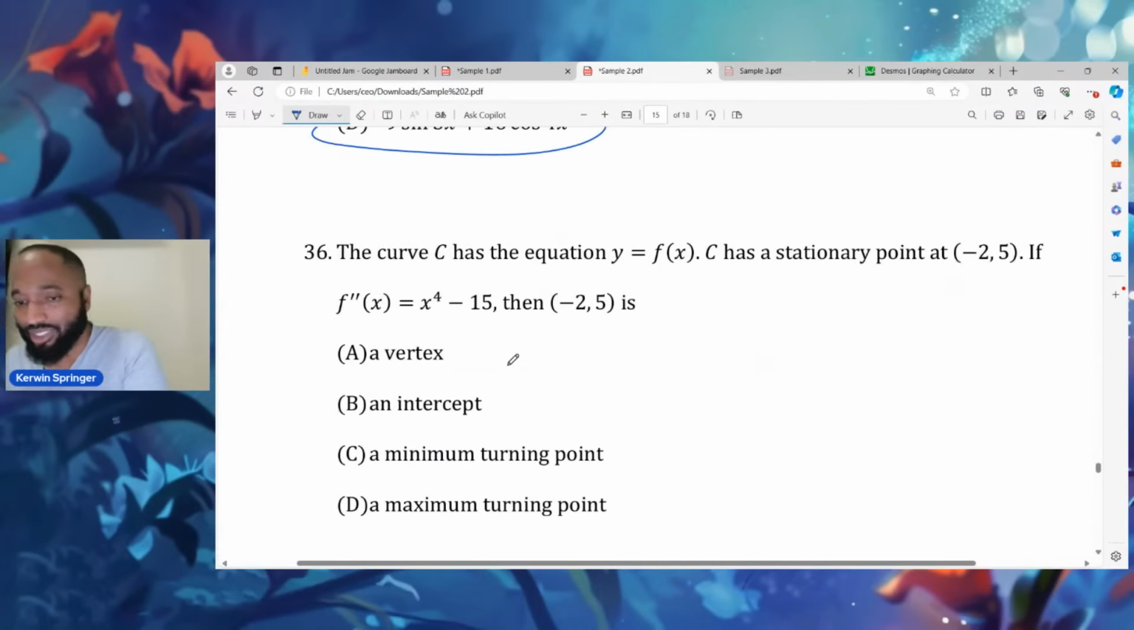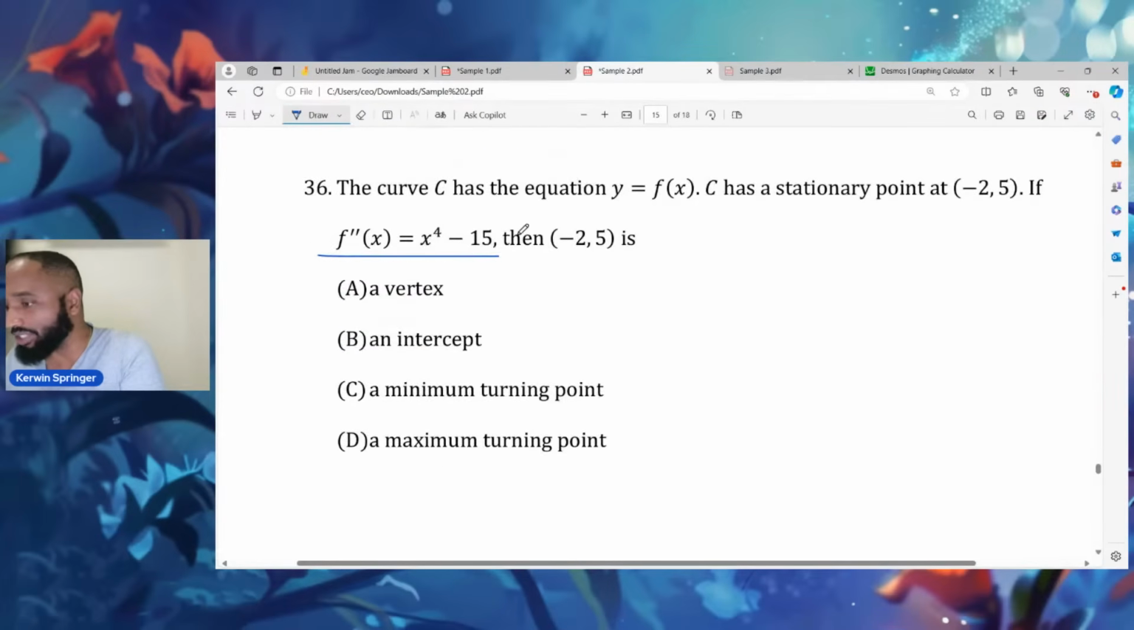All right, question 36. The curve C has the equation f of x. C has a stationary point at negative 2, 5. If f double prime x is equal to this, then okay, I don't know how to do it. I need to read this over.